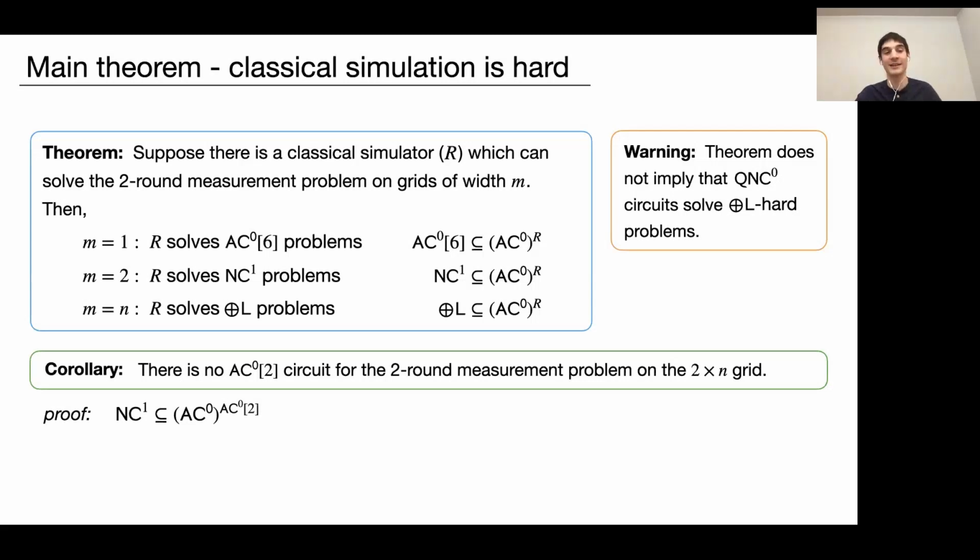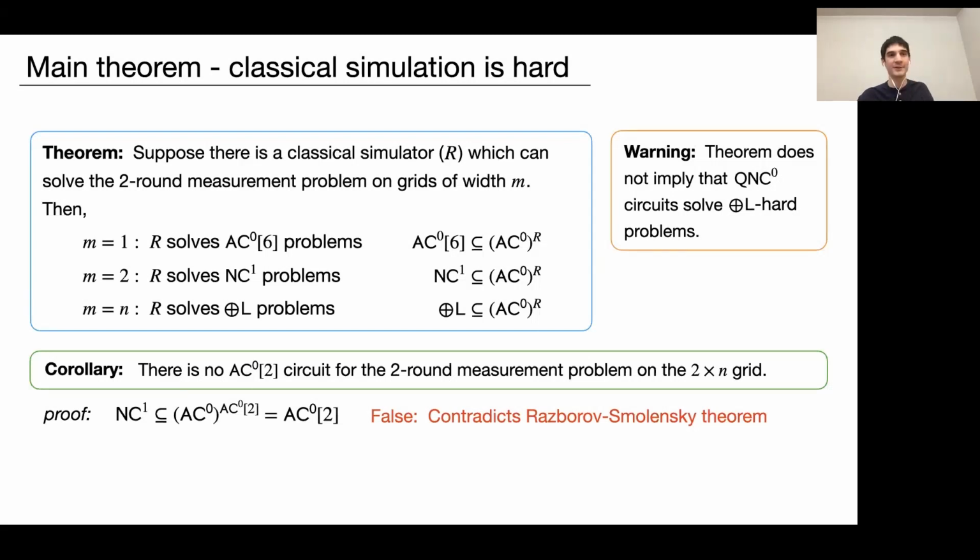we can say that NC1 is contained in AC0 with oracle access to AC0[2], right? Because I've just instantiated my oracle R by AC0[2]. But AC0 with oracle access to AC0[2] is just AC0[2] itself, right? The AC0 is not adding anything there. So now we have that NC1 is contained in the class AC0[2], which we know is false because of a famous theorem called the Razborov-Smolensky theorem. So this just can't be true. So our supposition was false, and there's no AC0[2] circuit which solves this 2-round measurement problem.